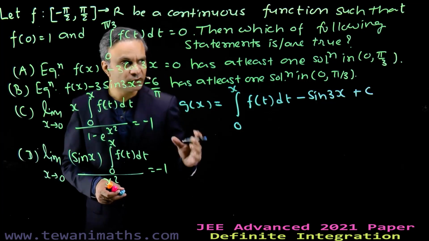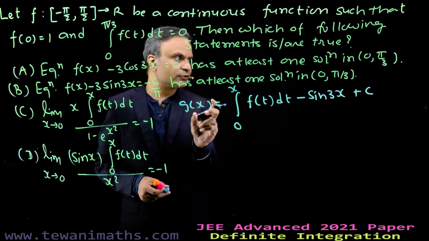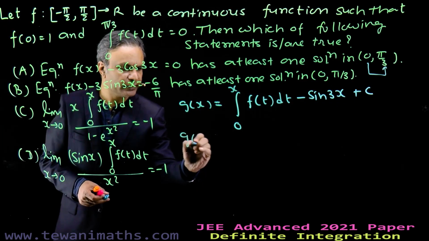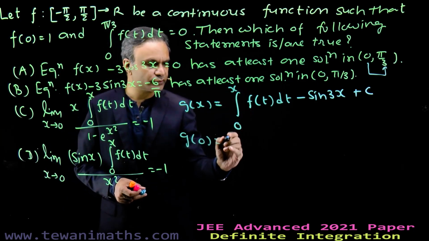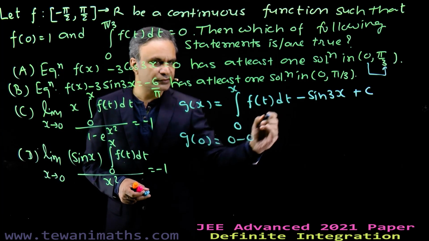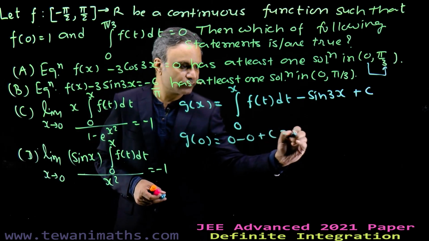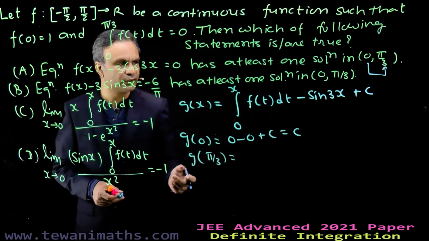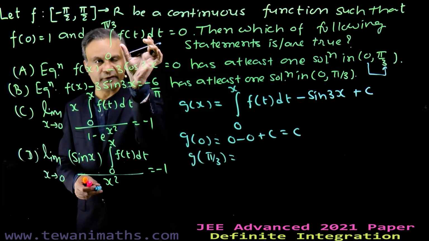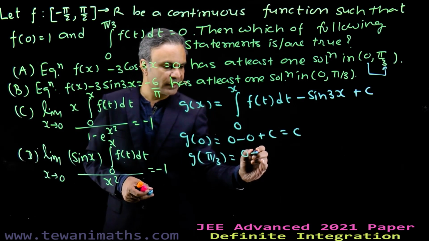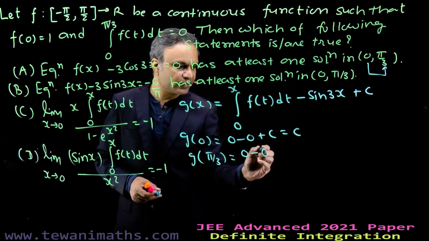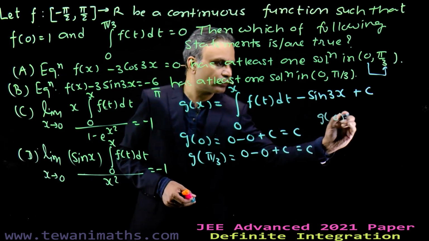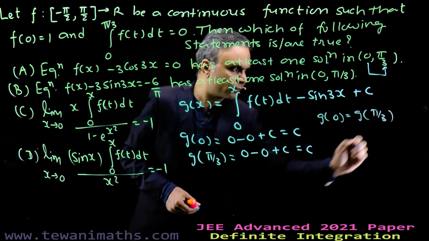Now for Rolle's theorem, we check the value of function g(x) at x equal to 0 and x equal to pi by 3. We find g(0) is equal to, putting x equal to 0, 0 minus 0, sine 0 is 0, plus c, which is equal to c. And g(pi by 3) is equal to, we replace x with pi by 3, and the value of this definite integral is 0, this is given, so we have 0 minus sine pi, which is 0, plus constant c, which is equal to c. So we are getting g(0) equal to g(pi by 3).